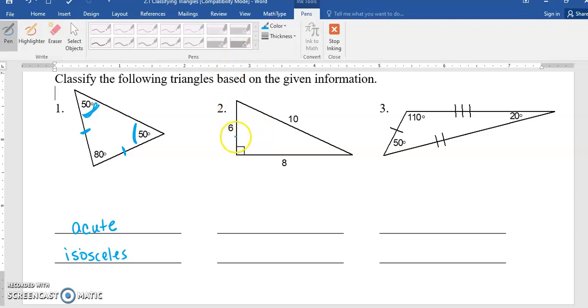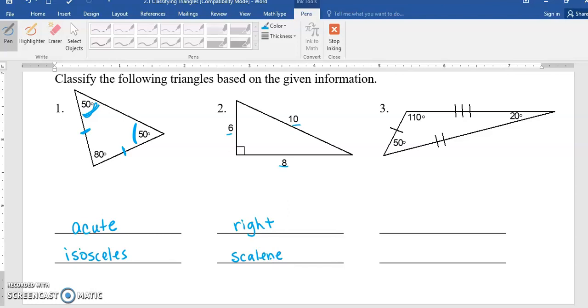In the second picture here, we notice this little marking in the corner indicates that that's a right angle, which means this is a right triangle. And if we look at the lengths of the sides, they are all 3 different, which means it is scalene.